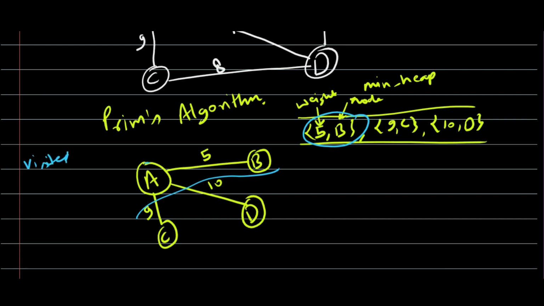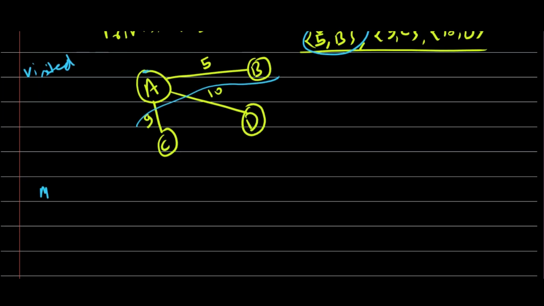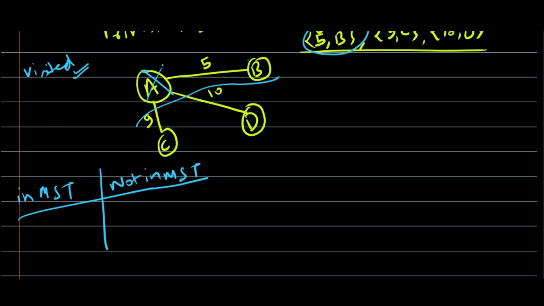And here the visited elements are the ones that have become part of the minimum spanning tree. So we will have something like in MST or not in MST. We can use a simple visited variable for this. So now B has become a part of it, and as we have already processed A, it will go out of the queue.